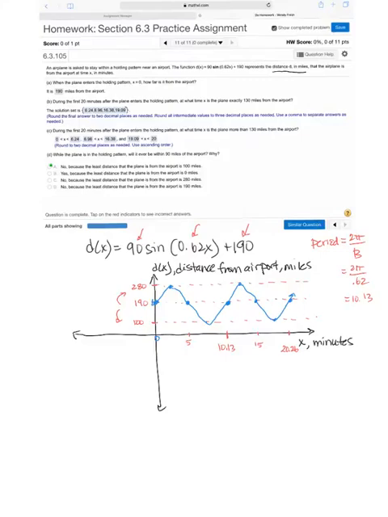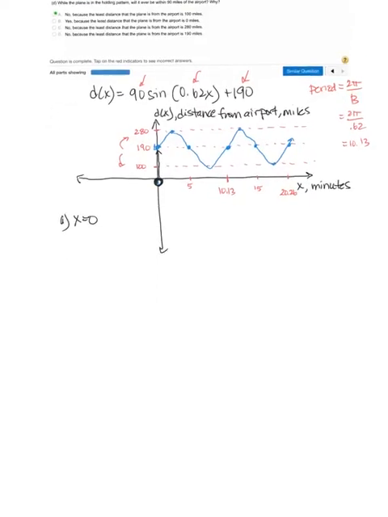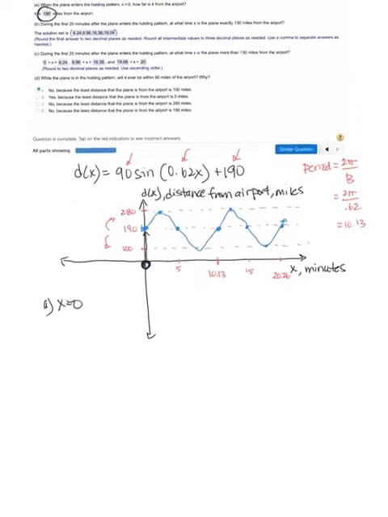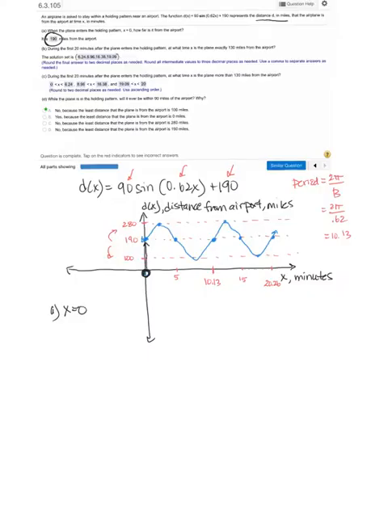So question A says, when the plane enters the holding pattern at x equals 0, so that's right here at the origin, how far is it from the airport? And you can see that the answer is 190 miles, and we can visually see that on our graph as well. Now, if we hadn't graphed it, then what we would have been doing is they gave us x equals 0, and so I simply would have been finding what is d of 0.